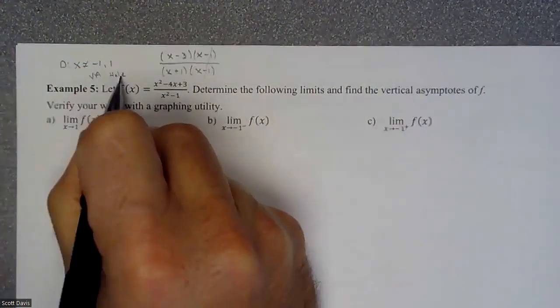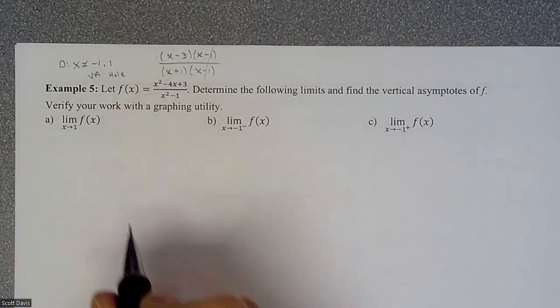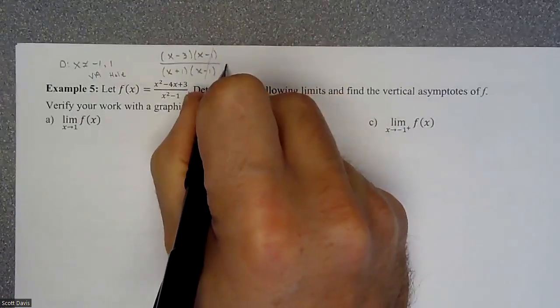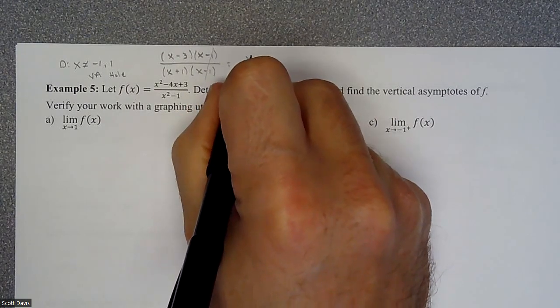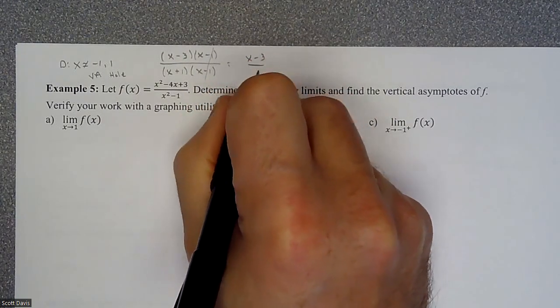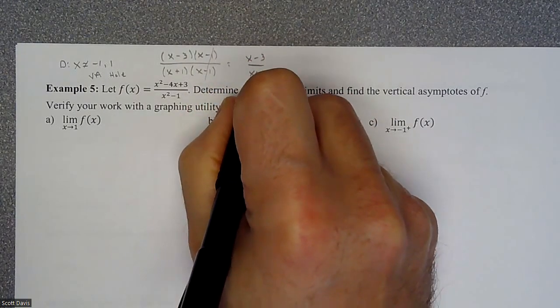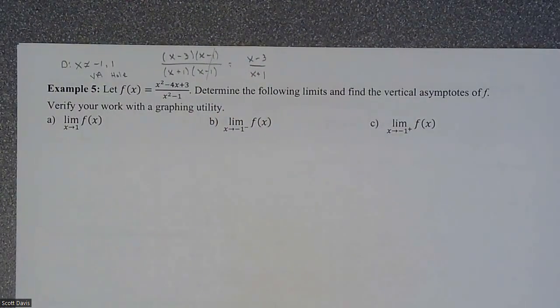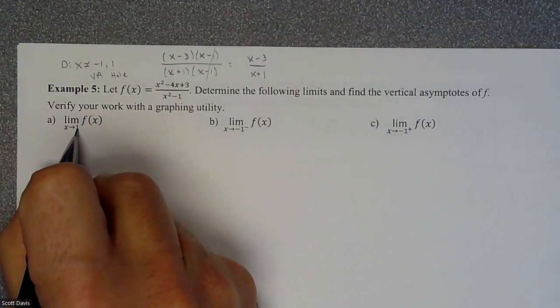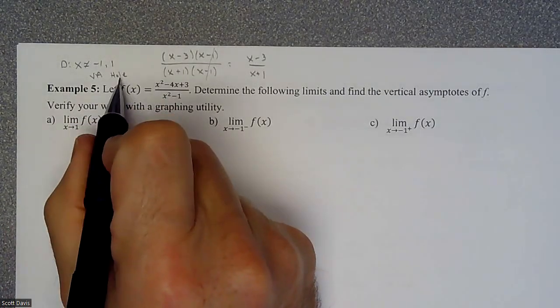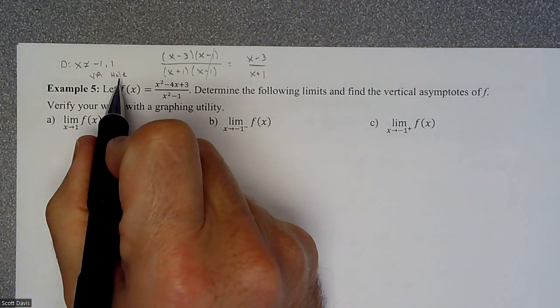All right, so for the hole, the limit's going to exist. The vertical asymptote, I don't know, so it kind of depends. So here is our simplified version. If I'm going to plug in 1, I know that 1 makes a hole and the limit exists.